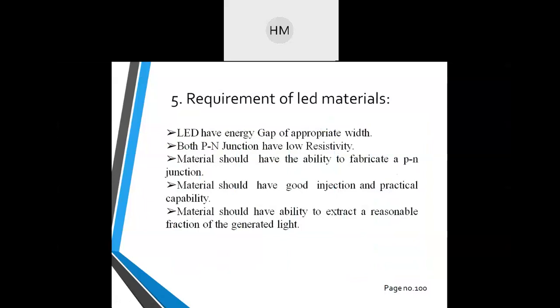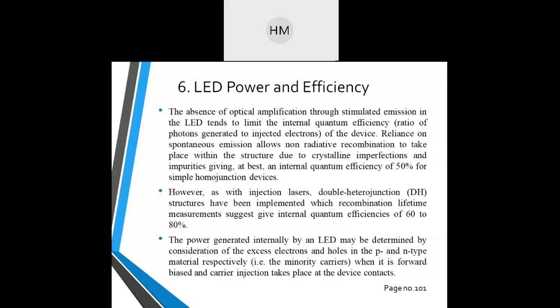Requirement of LED materials: it should have a band gap energy of appropriate width. The PN junction should have low resistivity. Material should have good injection and radiative capabilities. It should have the ability to fabricate a PN junction. Material should have the ability to extract a reasonable fraction of the generated light. So these are the basic requirements of LED material.